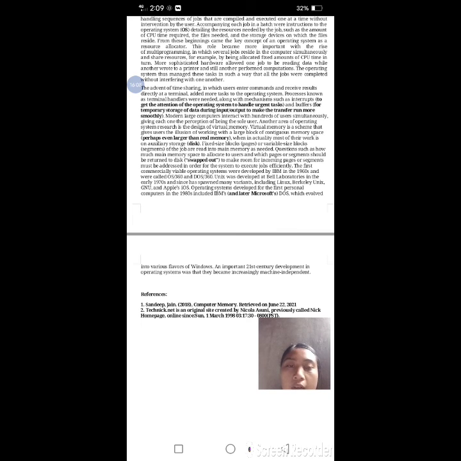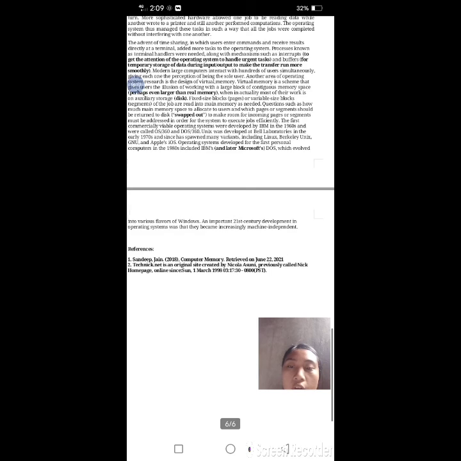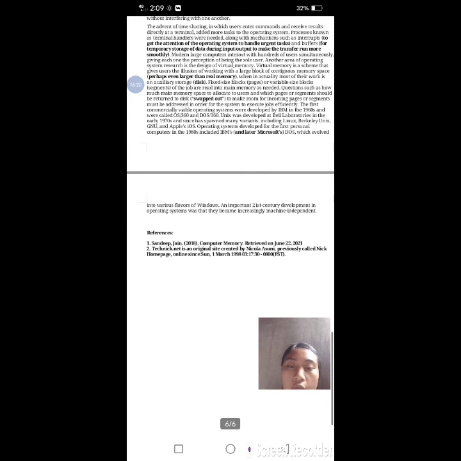Operating systems developed for the first personal computers in the 1980s include IBM's PC DOS and later Microsoft DOS, which evolved into various flavors of Windows. An important 21st century development in operating systems was the trend of becoming increasingly machine independent.